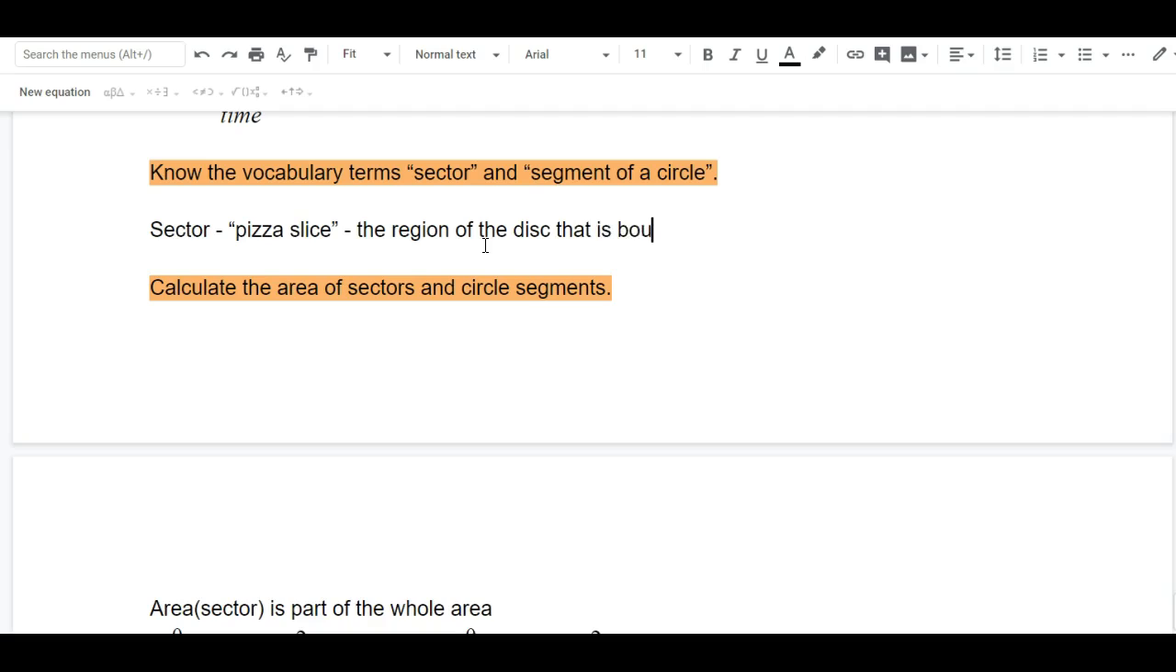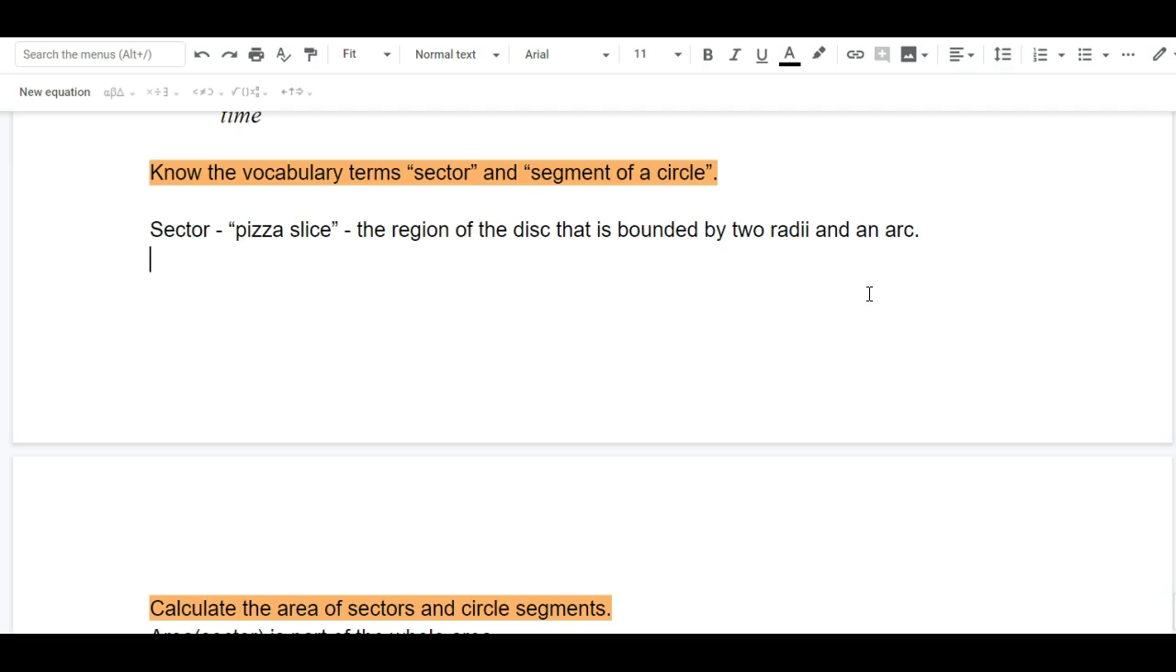that is bounded by two radii and an arc. So, like I said, you can think of it looking like a pizza slice, and you need to know that term. And we'll get into calculating the area of that sector in a minute.